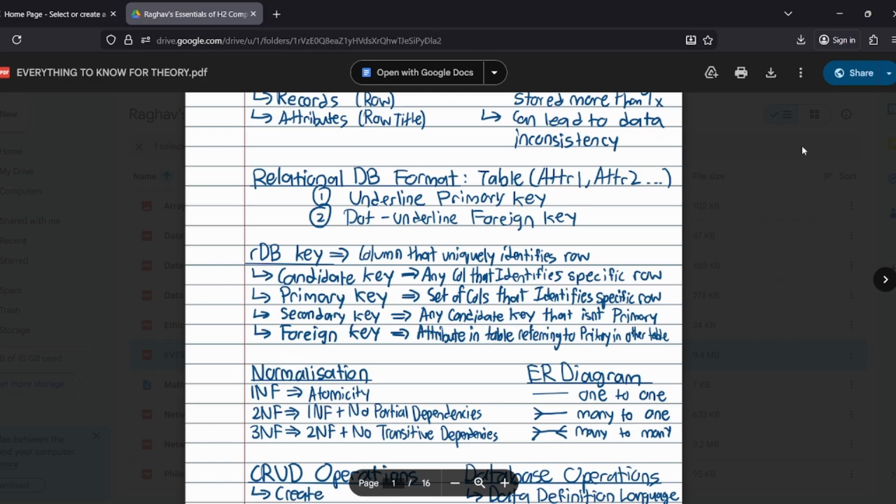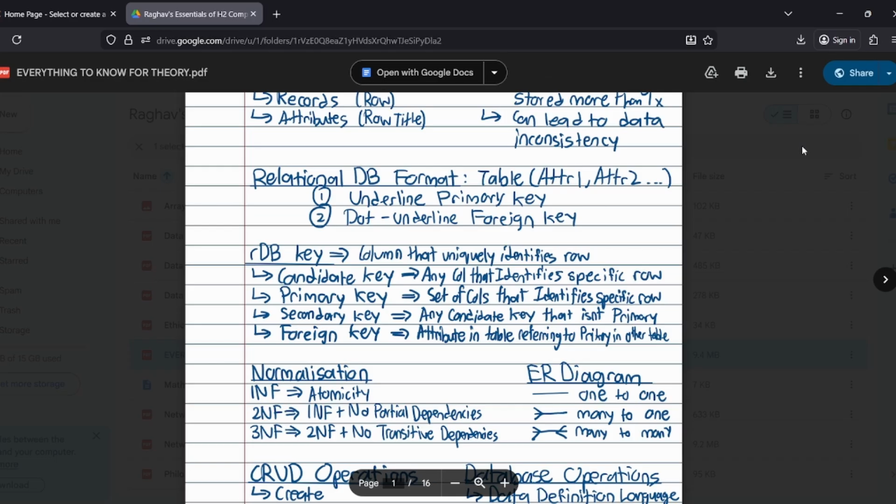I'll explain now. So for relational databases, right, a key is a column that uniquely identifies a row. So this basically is a way for you to pick out an entry and identify it based on a bit of information that you're given. So a candidate key is any column that identifies a specific row. So it could be, for example, an ID. And then a primary key is a set of columns that identifies a specific row.